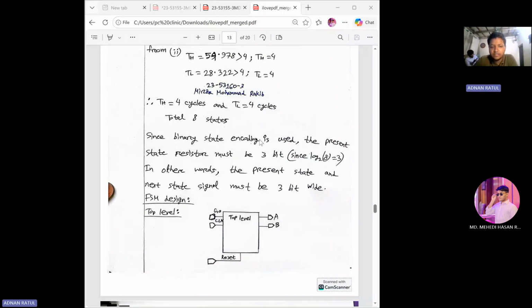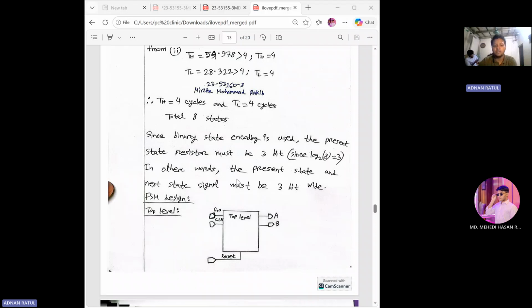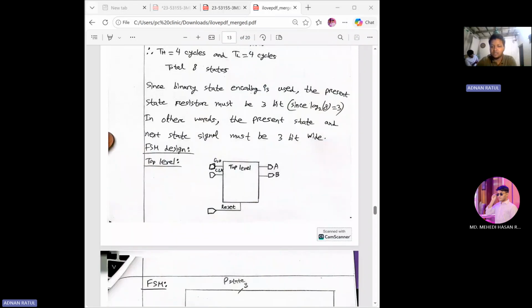And binary state encoding is used, so the present state register must be 3 bit, since log base 2 of 8 is equals to 3. In other words, the present state and the next state signal must be 3 bit wide. Then the FSM design.